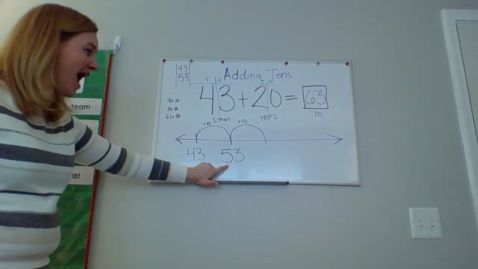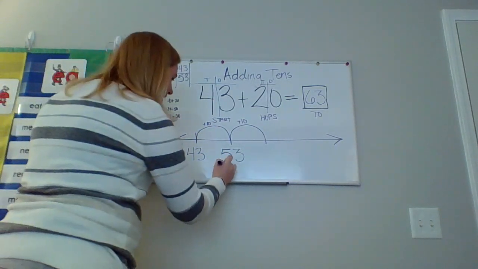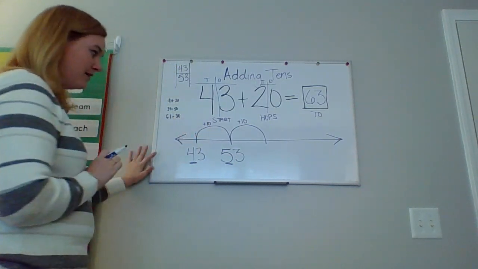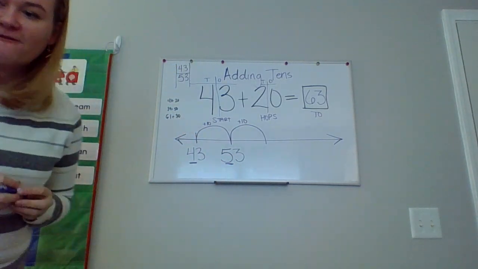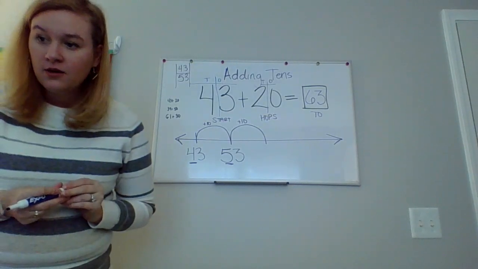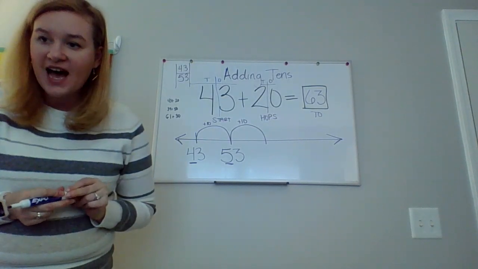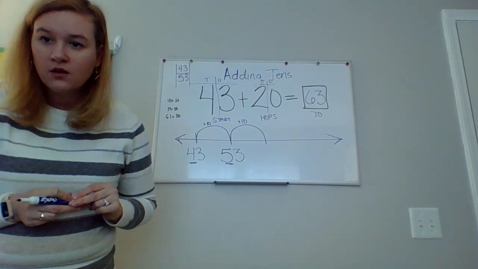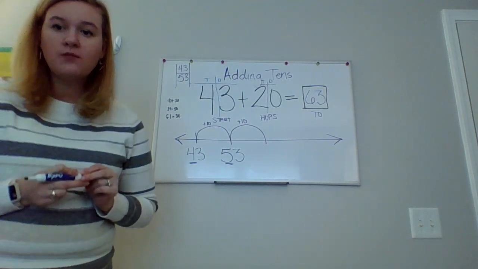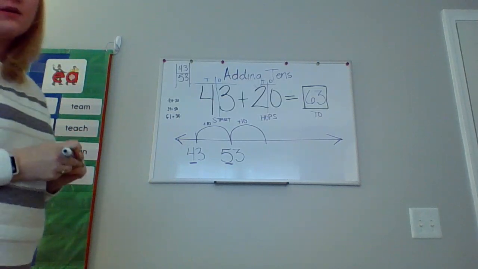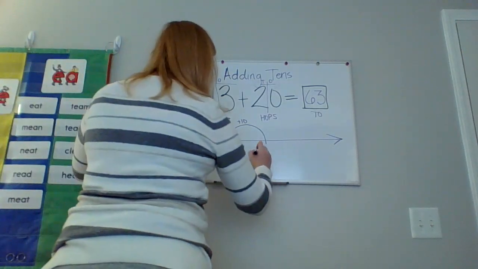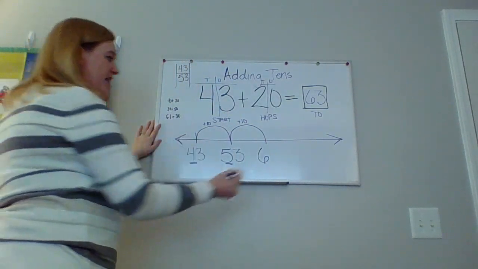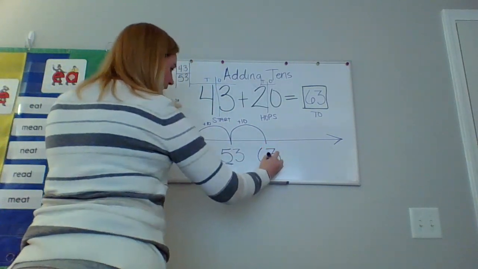If we're only adding the tens, we're only looking at the tens place right here. When we're adding 10, what is 1 more than 5? What is 1 more than 5? Gage, what's 1 more than 5? 6. So 10 more than 53 would be 63.